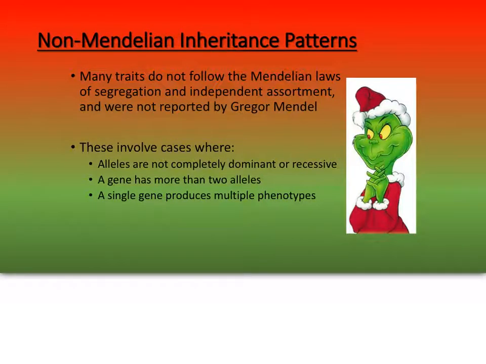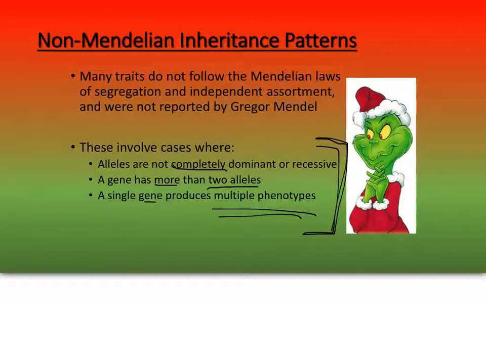Okay, so the last thing we want to talk about in this segment of the PowerPoint is non-Mendelian inheritance. And these are the same things you learned in your freshman year. There are 3 major things that we see that do not follow Mendel's laws of segregation and independent assortment, and therefore were not really well explained by Mendel. This is where alleles are not completely dominant or recessive, a gene has more than 2 alleles, or a gene produces multiple different phenotypes.